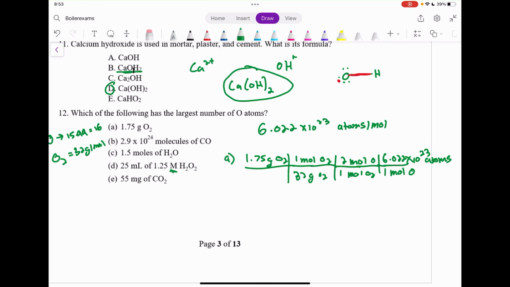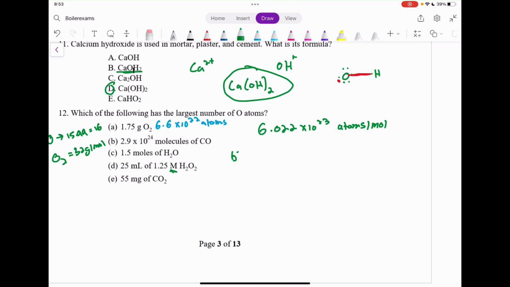Okay, let's throw that all in our calculator. Multiply the top, divide by the bottom: 1.75 times 2 times Avogadro's number divided by 32, and that's it. Oh shoot, let me do a different color actually, we'll do blue. This one has 6.6-ish times 10 to the 22 atoms. This problem's going to take a minute. Okay, so we got A.